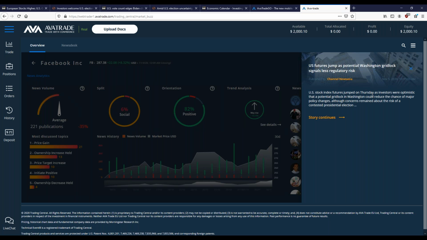this article is saying that there's positive sentiment because of gridlock in Washington. The Republicans are going to hold the Senate in the US. The Democrats are going to hold the House. That creates gridlock. So why is that deemed positive? Does anyone have any ideas? We can click on the story. Watch how easy this is to get the fundamental news behind what's going on.